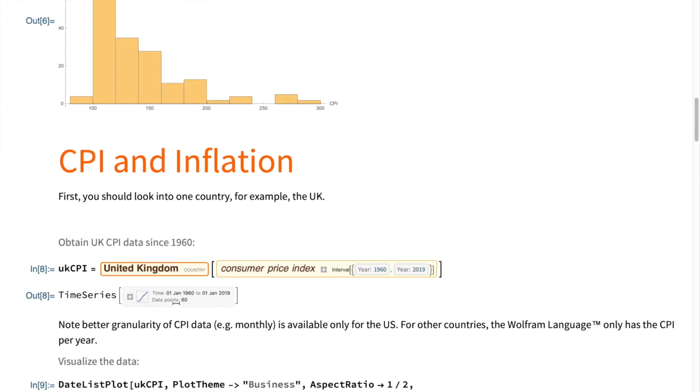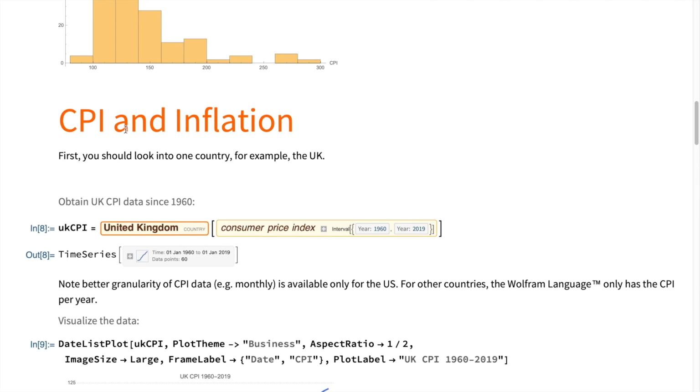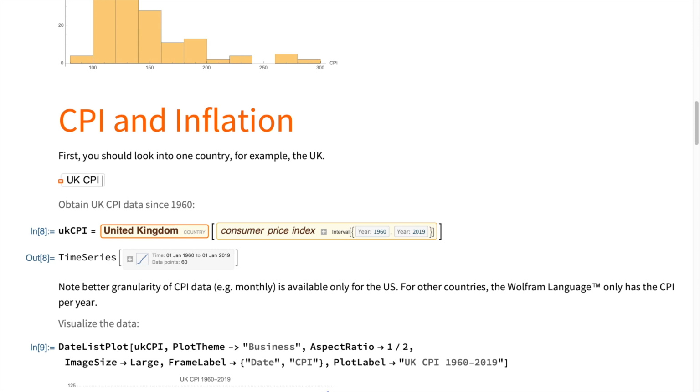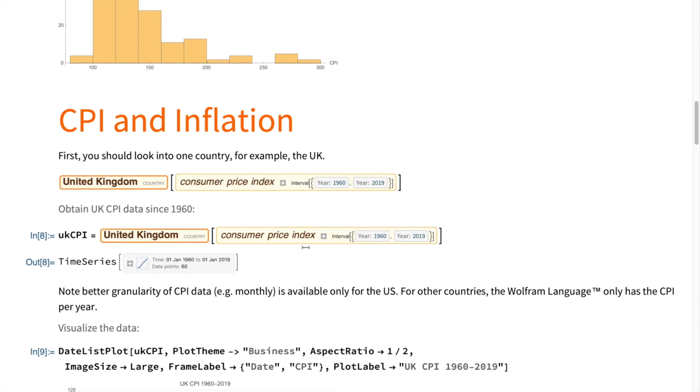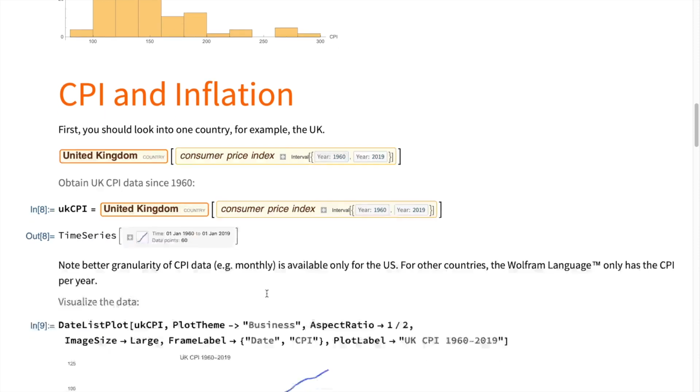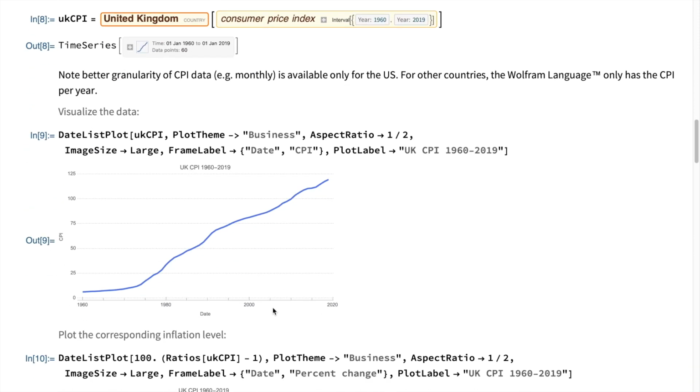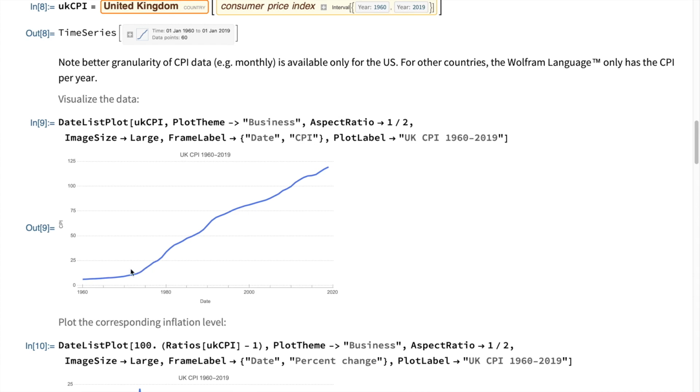Okay, now onto our main exploration. How can we use CPI to gain insight into inflation? We'll first look at the UK and get its CPI data from 1960 to 2019. We will store that into our UKCPI variable. Note that the CPI for countries other than the US only goes by year, while the US has monthly data available. We can visualize the data using a DateListPlot, and it looks like the UK CPI has been steadily increasing since the 70s.